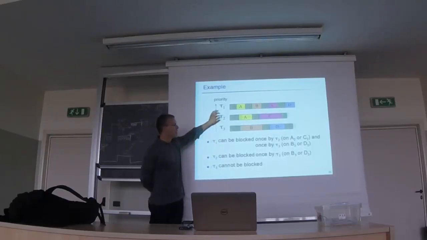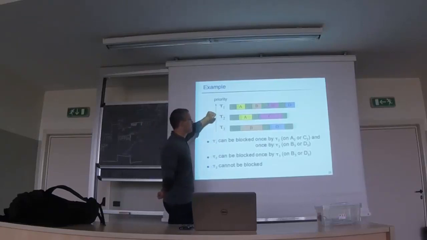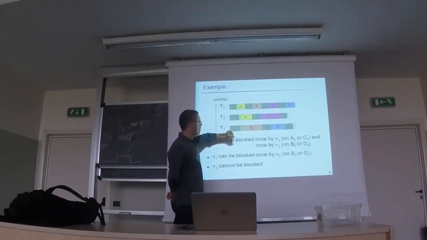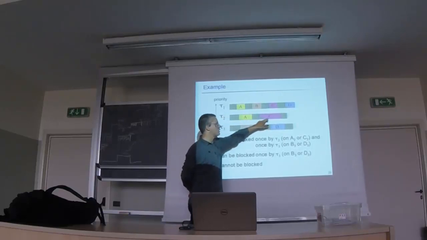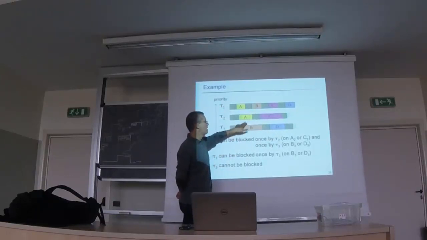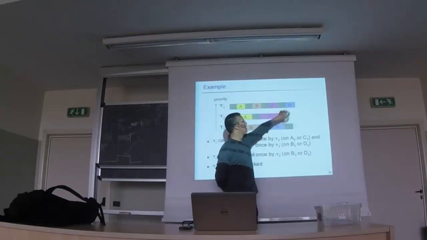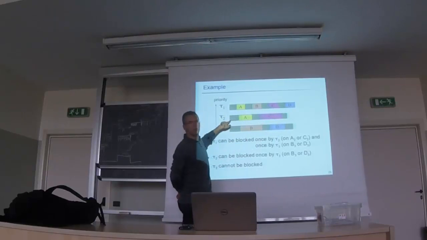Tau 2, how many times can tau 2 be blocked? Tau 2 can be blocked by tau 3, but on what? It does not share any resource with tau 3, since A and C are not shared with tau 3. But there is a push-through blocking, because B and D are accessed by tau 1. So there is a push-through blocking potential to block tau 2.